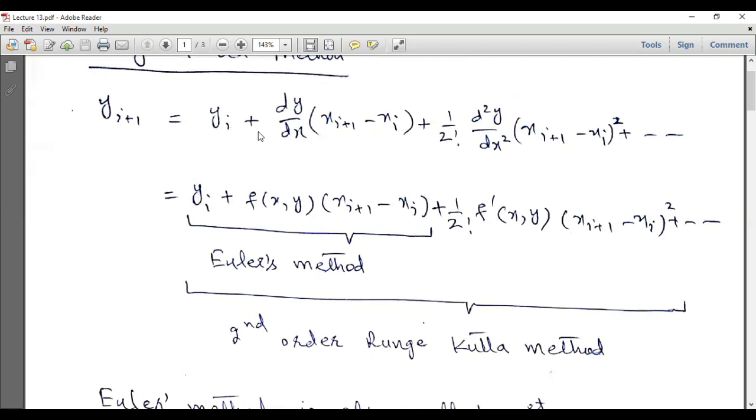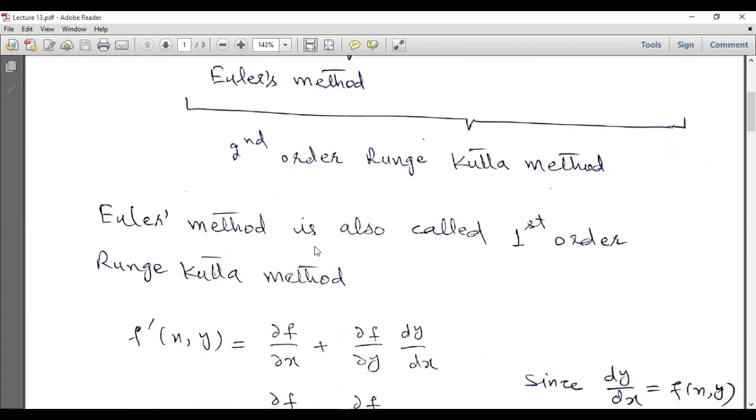So y_{i+1} is equal to y_i plus the derivative of y with respect to x times h, plus 1 by 2 factorial d squared y over dx squared times step size squared, plus so on. If we consider these first three terms of the Taylor series, that will be called the Runge-Kutta method. If we consider the first two terms, that will be called Euler's method. So the second order Runge-Kutta method is based on the second order Taylor series approximation, and Euler's method is also called the first order Runge-Kutta method.